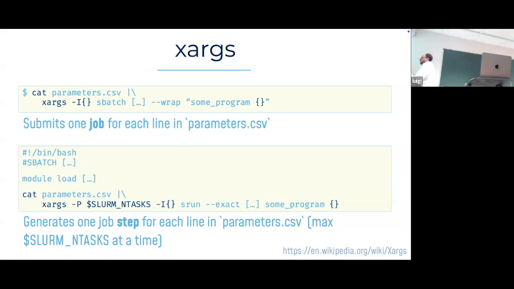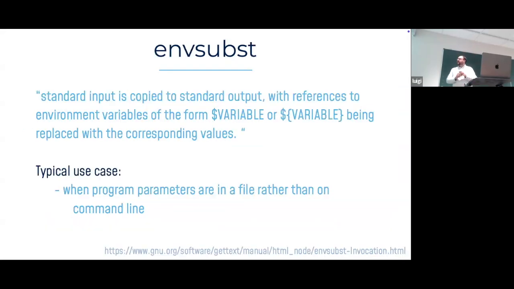Again, two different ways of working: xargs running SBATCH to submit one job per instance of the program, or xargs starting srun inside the submission script, so that you pack all the instances inside the submission script. Okay. I talked about envsubst just before, but here I will show you an example a bit more convoluted.